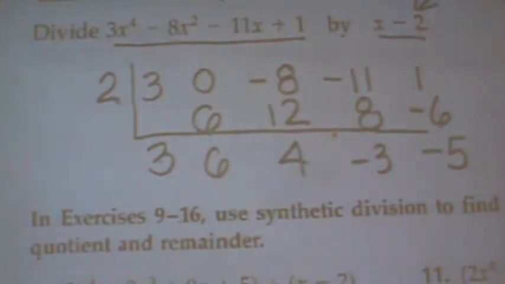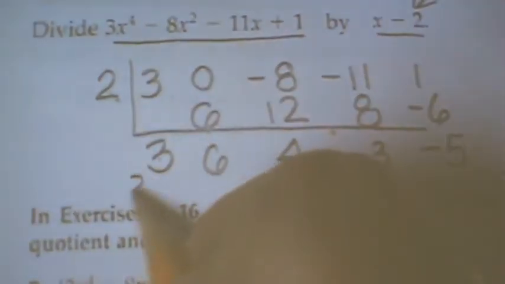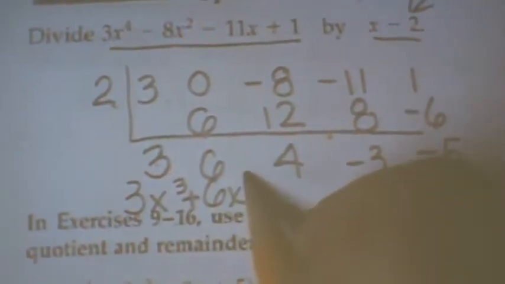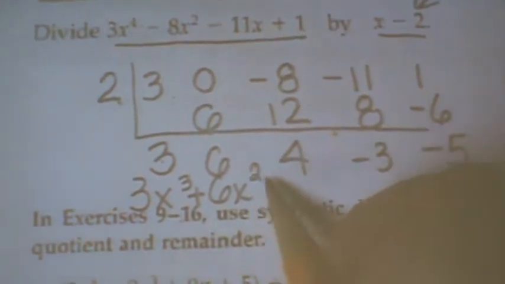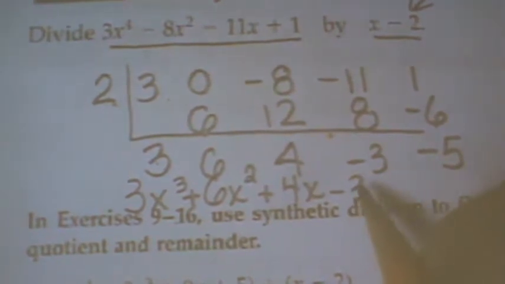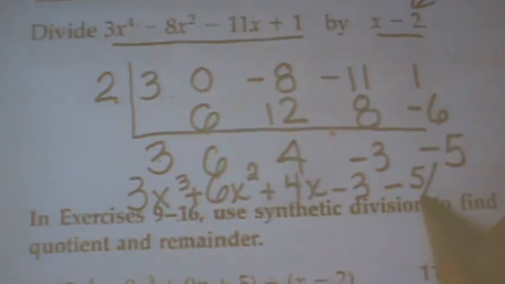Questions? So now, can you interpret this answer for me? What's the answer going to be? 3x to the what power? Third, you're going to go 1 degree less than this dividend. So 3x cubed plus 6x squared plus 4x minus 3, that's your constant, with a remainder of 5 over x minus 2. Okay.